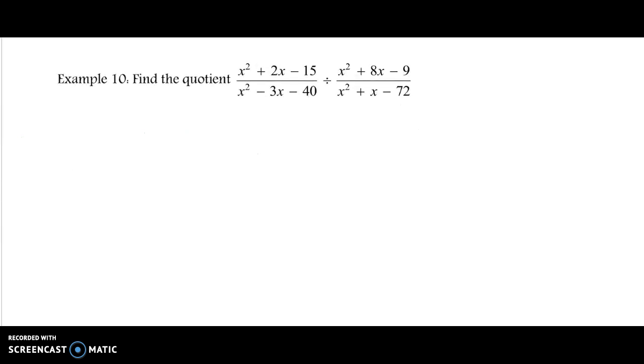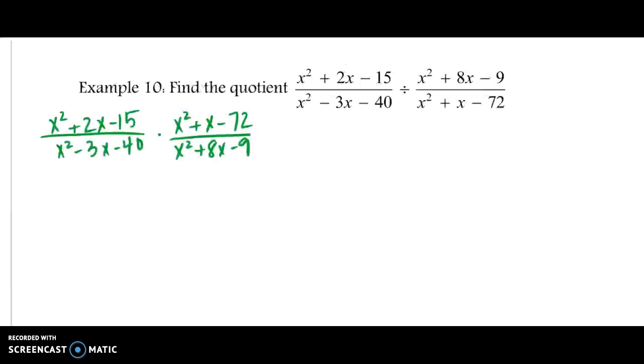Now we're doing number 10. Again, they want us to find the quotient. When you're finding the quotient, or when you're dividing, remember you can flip the top and the bottom of the second portion and then change the division to multiplication. So let's go ahead and do that. All we did was rewrite it. Remember, we switched the top and the bottom and changed the division to a multiplication. Now all we can do is factor and start canceling stuff out.